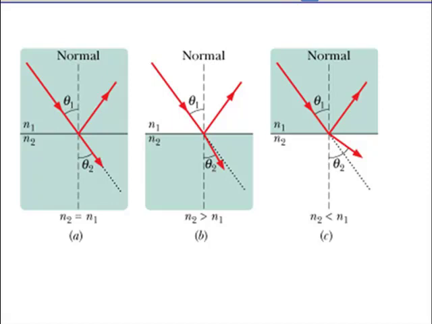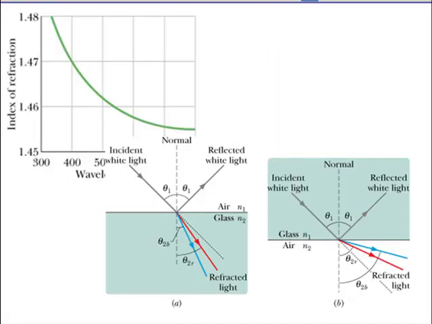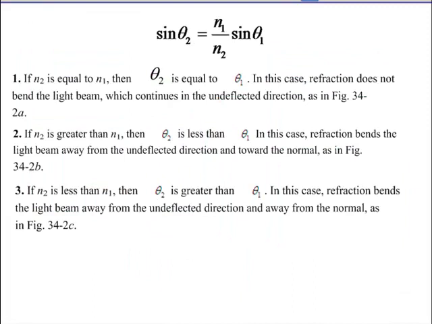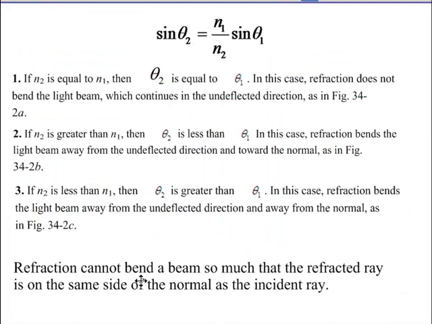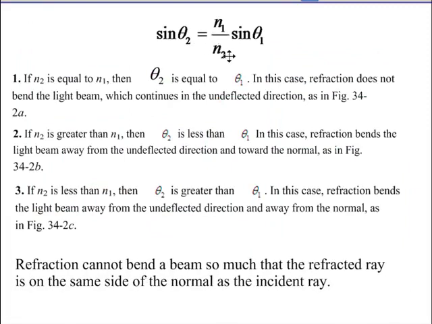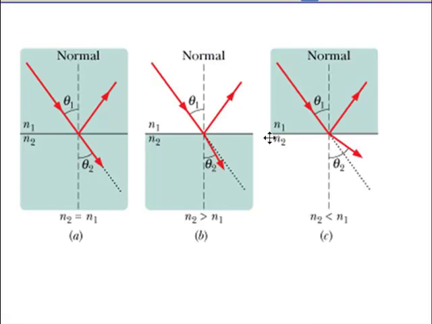One key thing here, no matter how big n2 is, or how small n2 is, the refraction cannot bend a beam so much that the refracted ray stays on the same side. In other words, the refracted ray can at most be bent here to 90 degrees. It can't bend up here into the reflection region. This is all just reflection.